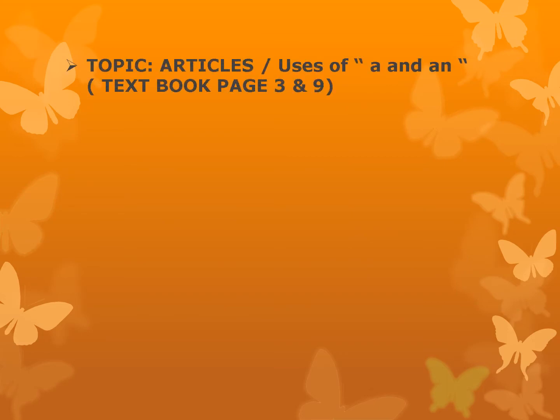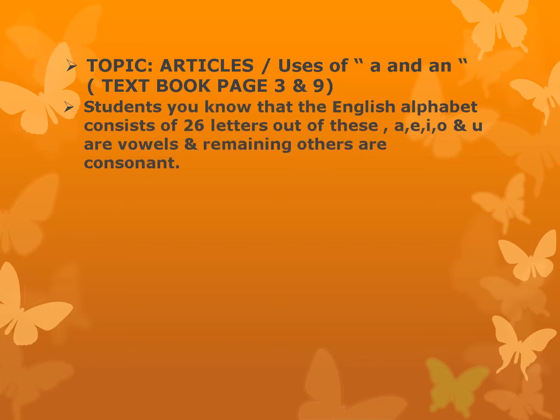Dear student, this week our topic is articles, uses of a and an. Textbook page numbers 3 and 9. Student, you know that the English alphabet consists of 26 letters. In all of these, the vowels are A, E, I, O and U. The rest of them are known as consonants.